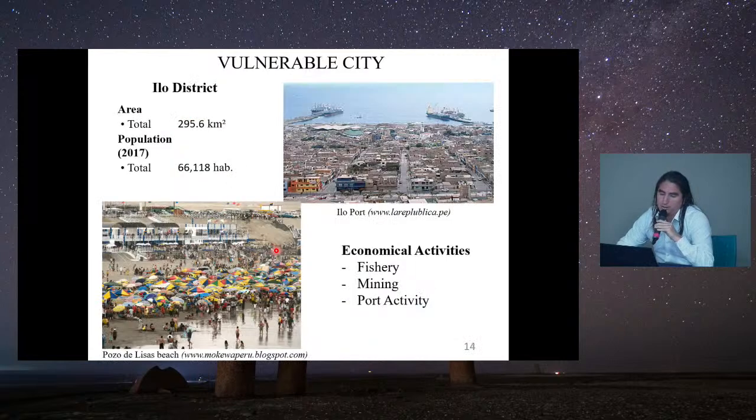so this is a seismic gap. For example, the Ilo district in southern Peru, this is an area with almost 66,000 inhabitants, and its principal economic activities are fishery, mining, and port activity. As you can see, in summer this would be all crowded like this. And the topography of this area is very flat. So if the earthquake happened in summer, that would be disastrous.